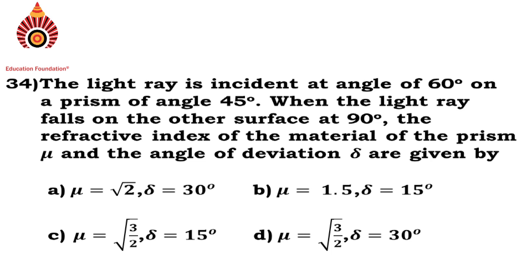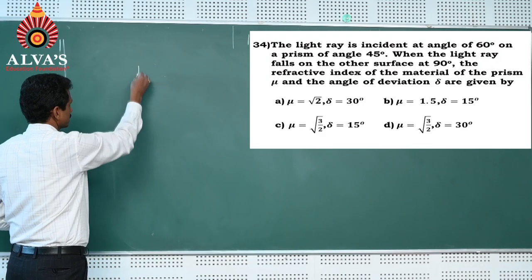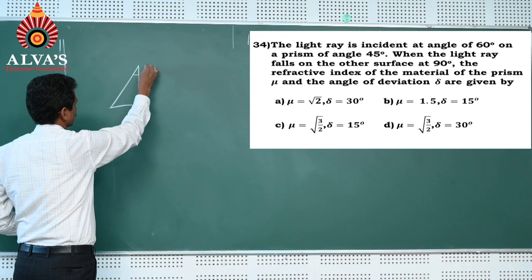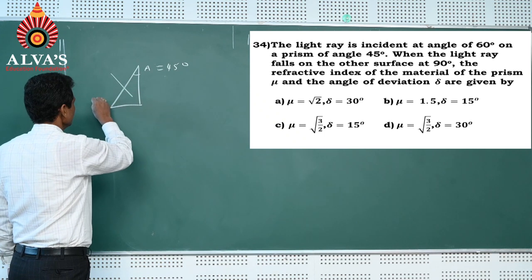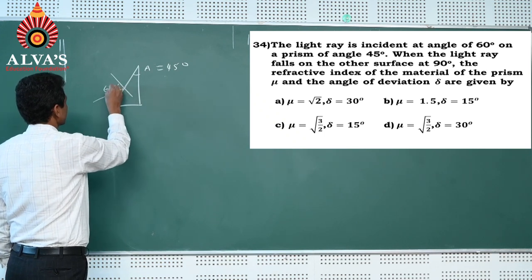Okay, we can go to the next question. Question number 34. A light ray is incident at an angle of 60 degree on a prism of angle 45 degree. When the light ray falls on the other surface at 90 degree, the refractive index of the material of the prism mu and the angle of deviation delta are given by. It is given, prism of angle 45 degree. The angle of the prism is given. Incident angle is given, 60 degree.